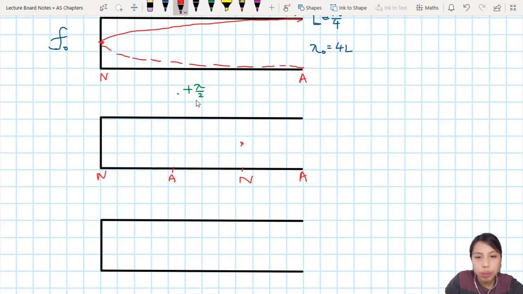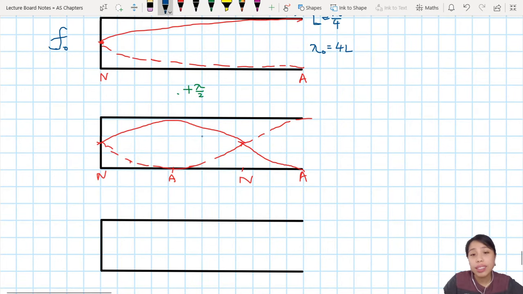Okay, so nodes have to pass by the middle. So, I'm going to try my best to draw this like that, and like that. The end's still open. So this one is the opposite. It's oscillating. Oh, not bad. Okay. So now you have two.